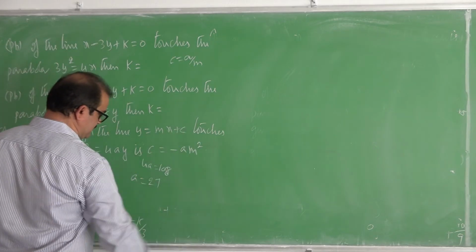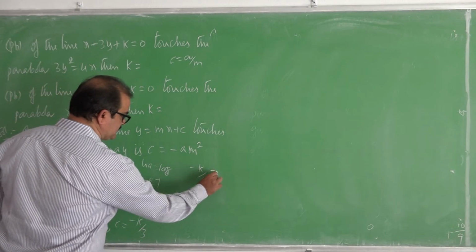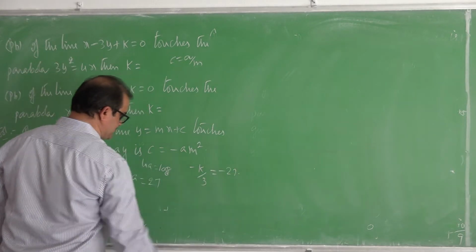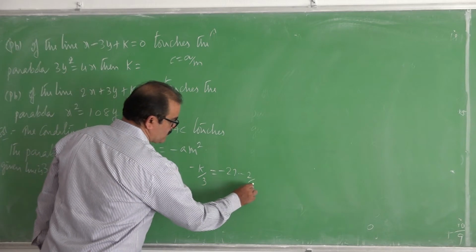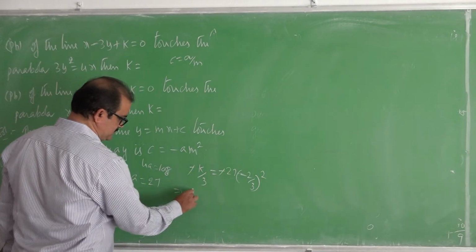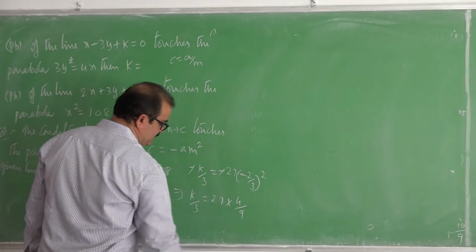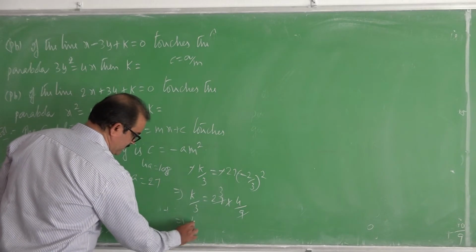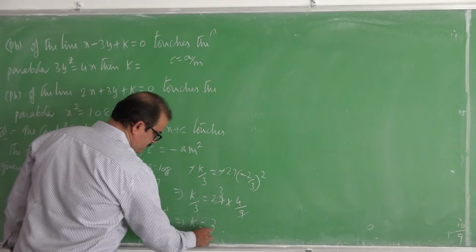What is the condition for this line to touch the parabola? c is equal to minus am square. What is the c value? Minus k by 3 is equal to minus a into 27 into m square. What is the m value? Minus 2 by 3, minus 2 by 3 whole square. This minus and this minus cancel. k by 3 is equal to 27 into 4 by 9. 9 threes are 27, cross multiply, k is equal to 3 into 4 is 12, 12 into 3 is 36.